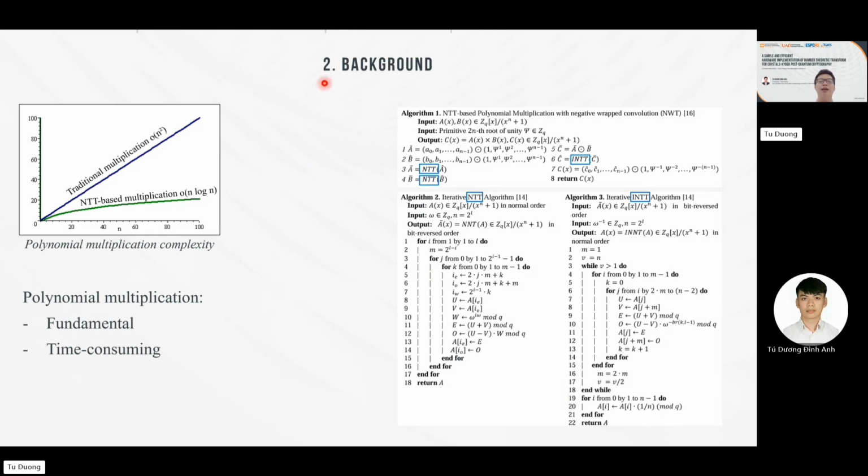So here is a little bit about the background. Polynomial multiplication, as I mentioned earlier, is a fundamental operation in encryption and lattice-based cryptography, but it can be time-consuming. So by using the NTT algorithm and the inverse NTT algorithm here, we can reduce the complexity from n squared when we use the traditional method down to n log n when we use the NTT-based method.